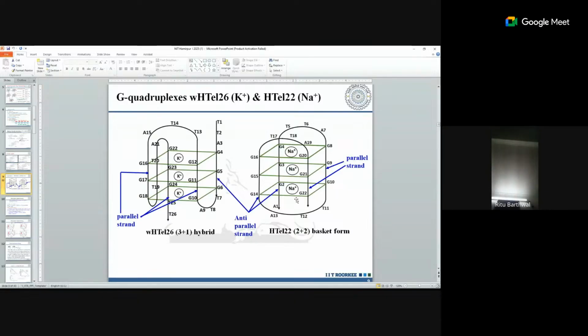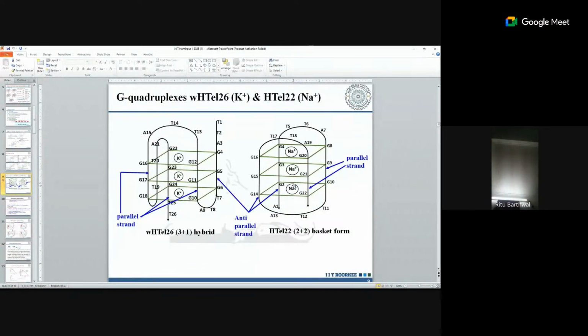In this particular case, glycosidic bond rotation is either anti or syn. It is different in the different cases. And there are 3 G tetrads, you can see, 3 planes in which 4 G's are there. One is this 16 and this one.